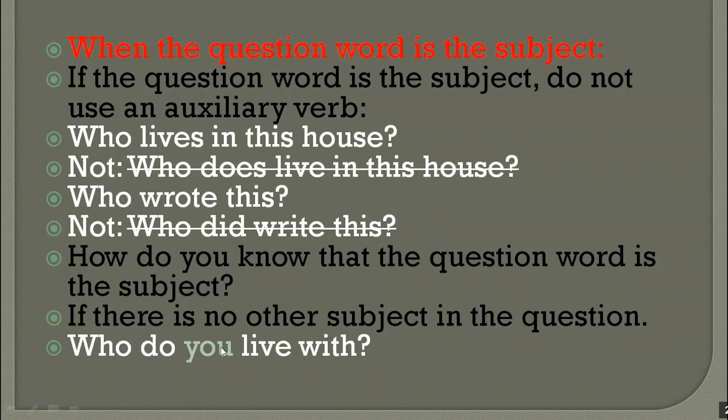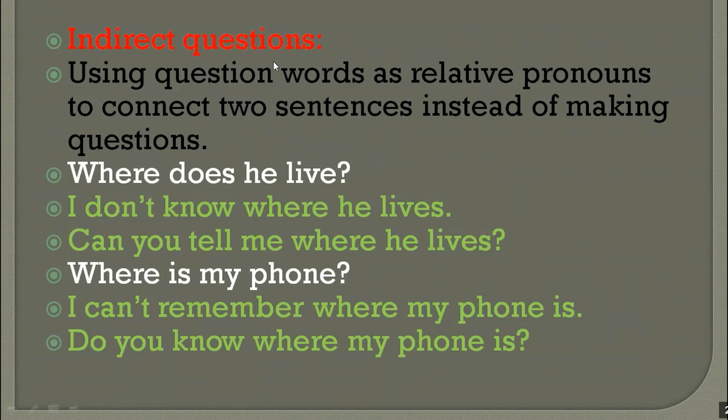Look at this example. Who do you live with? There is another subject here, which is you. So in this case, the subject is you and it's not the question word. So if I want to make a question, it's going to be, who do you live with? We're going to use an auxiliary verb. But in that case, there's no other subject. The house is not the subject here in this situation. So the question word is the subject and we don't use an auxiliary verb. Here we have an auxiliary verb, which is do. In that situation, there is no auxiliary verb. Okay. Now, this part is a little bit different.